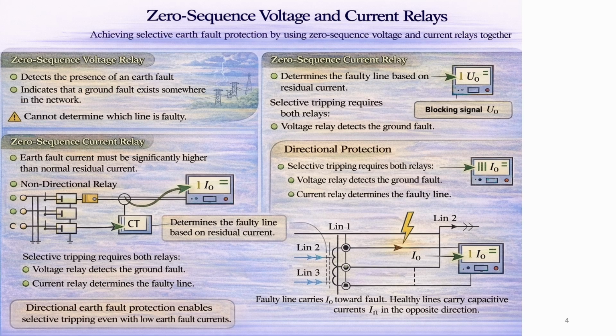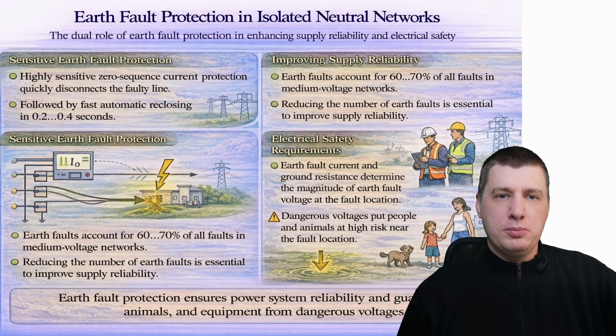The faulty line carries earth fault current toward the faulty location. Healthy lines carry capacitive currents in the opposite direction. Directional earth fault protection enables selective tripping even with low earth fault currents. Understanding the difference between voltage-based detection and current-based selection is essential for correct earth fault protection design. Next, we will focus on earth fault protection in isolated networks.